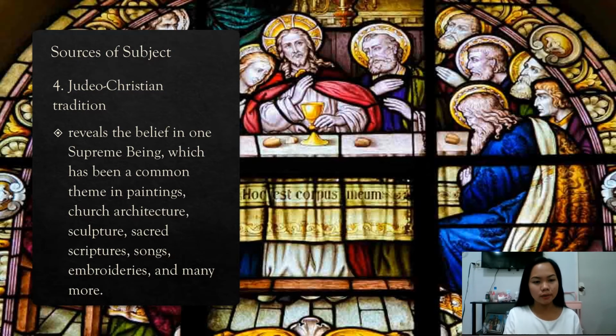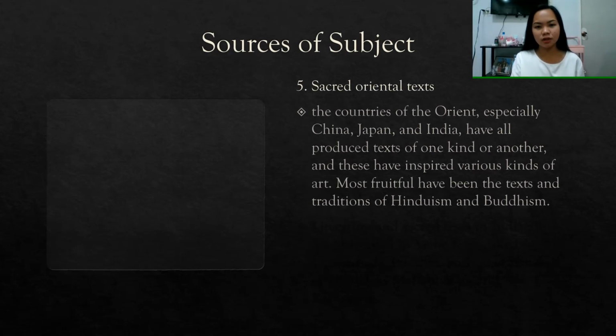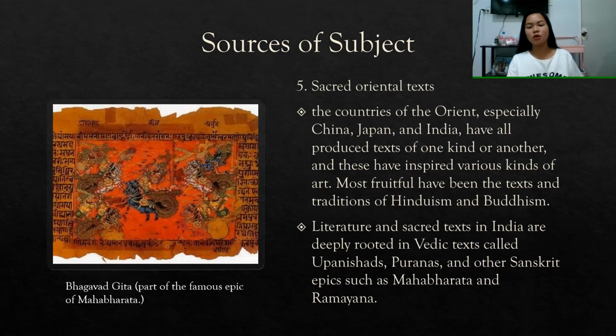So next one, we also have sacred Oriental texts. So that could also be a source of subject in art. The countries of the Orient, especially China, Japan, and India, have all produced texts of one kind or another, and these have inspired various kinds of art. Most fruitful have been the texts and traditions of Hinduism and Buddhism.